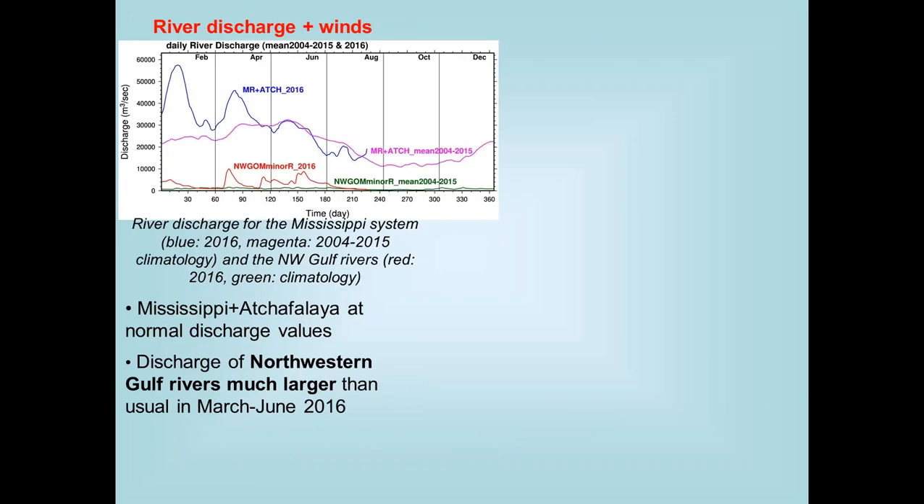So what can cause this huge amount of coastal water spreading on the shelf? We looked at river discharge, and we see that the Mississippi system discharge in 2016 was really close to its climatological values. But if we consider only the rivers on the northwestern Gulf of Mexico, we see that the anomaly for 2016 was huge due to the very intense rain and flooding event that happened in Texas in spring that we heard in the news. There was very intense flooding, and of course these waters end up in the Gulf of Mexico. So we see repeated episodes of very large discharge along the northwestern Gulf this year.